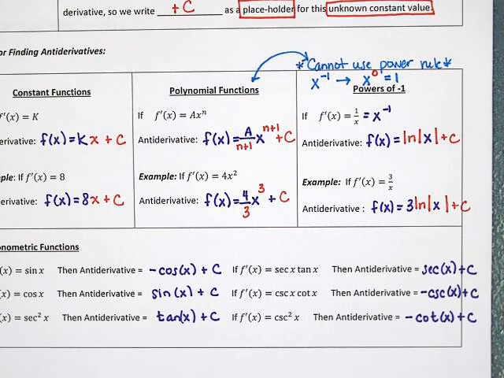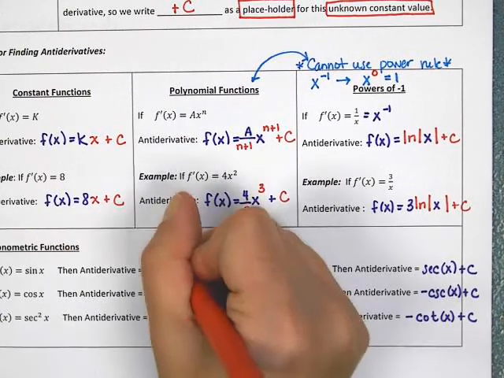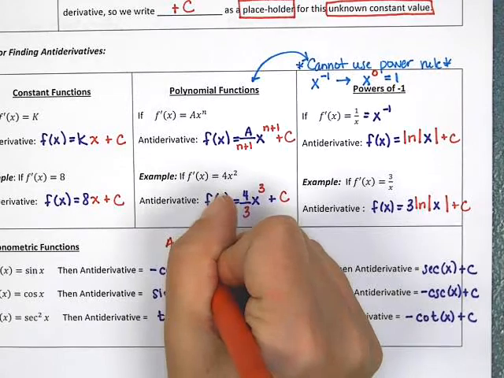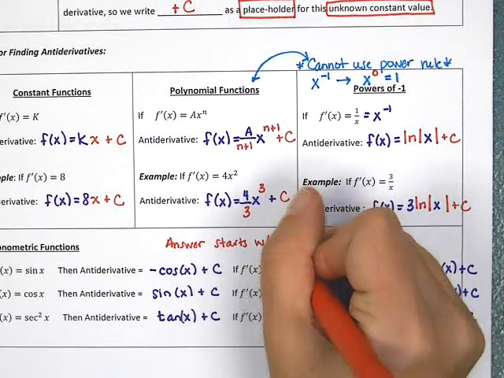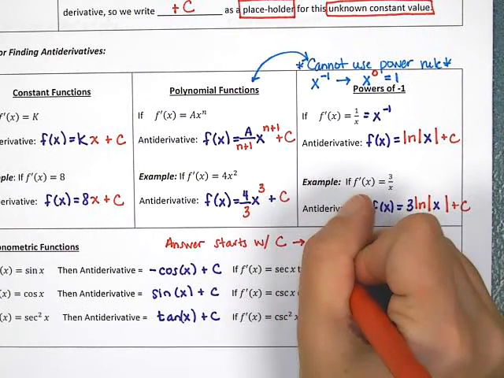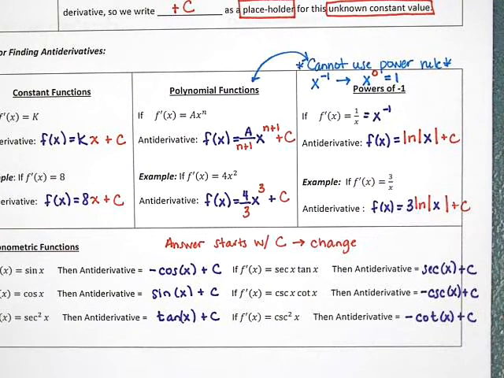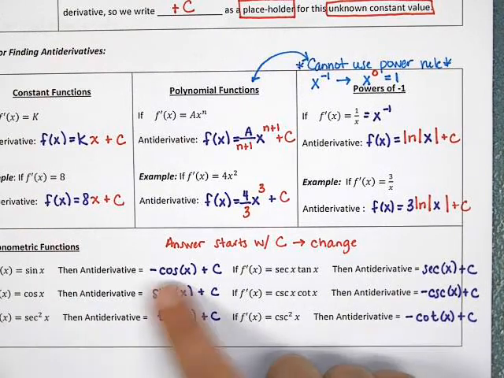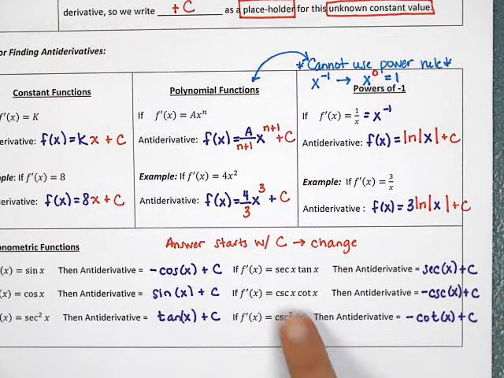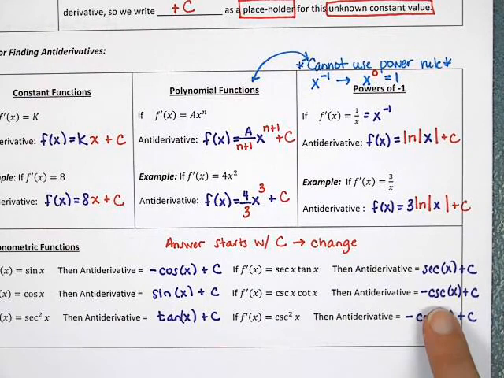In antiderivatives, if your answer starts with c, then you change the sign. So it's the opposite. Instead of the original starting with c, because we're going backwards, if the answer starts with c, we change the sign. You'll notice that when we took the antiderivative of sine, we got cosine and we made it negative. When we took the antiderivative of cosecant cotangent, we got cosecant and we made it negative.